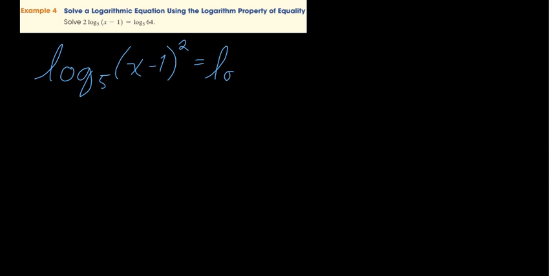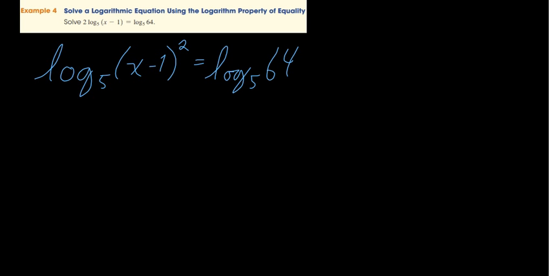So let's go ahead and begin this. What we're going to do here is just reverse this. We're going to put this 2 onto the x minus 1, right? Because we're just reversing that power rule. So we're going to have, first of all, a log: log base 5 of x minus 1 squared, which is going to be equal to log base 5 of 64.